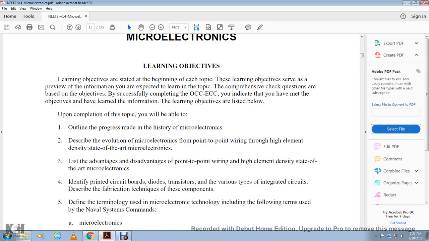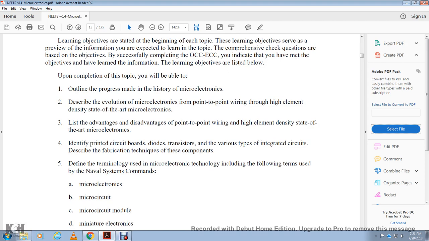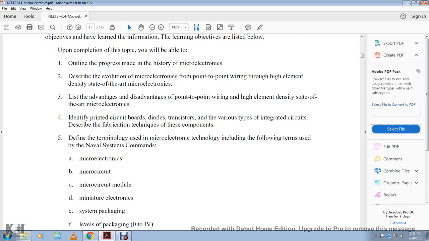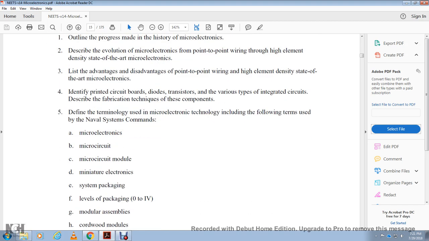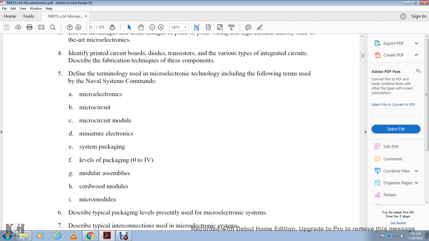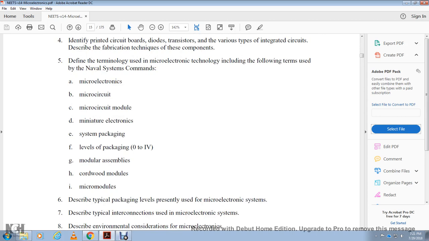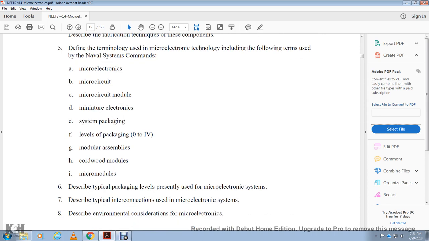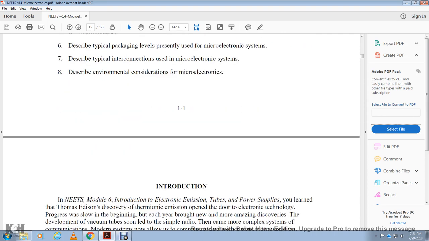Define the terminology of microelectronic technology, including the following terms: microelectronics, microcircuit module, miniature electronic system, packaging levels 0 to 4, modular assembly, cordwood module, micro module. Describe the typical packaging levels, the makeup of the microelectronic system, the interconnection techniques of the microelectronic system, and the environmental considerations of microelectronics.